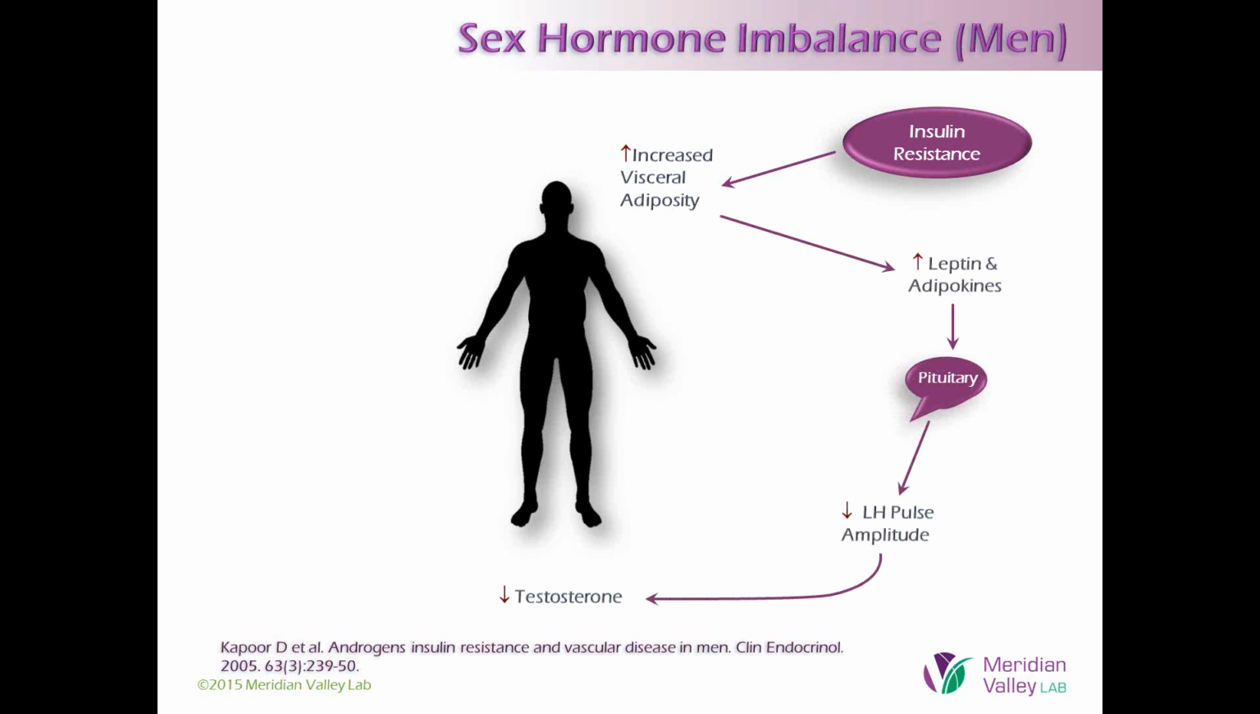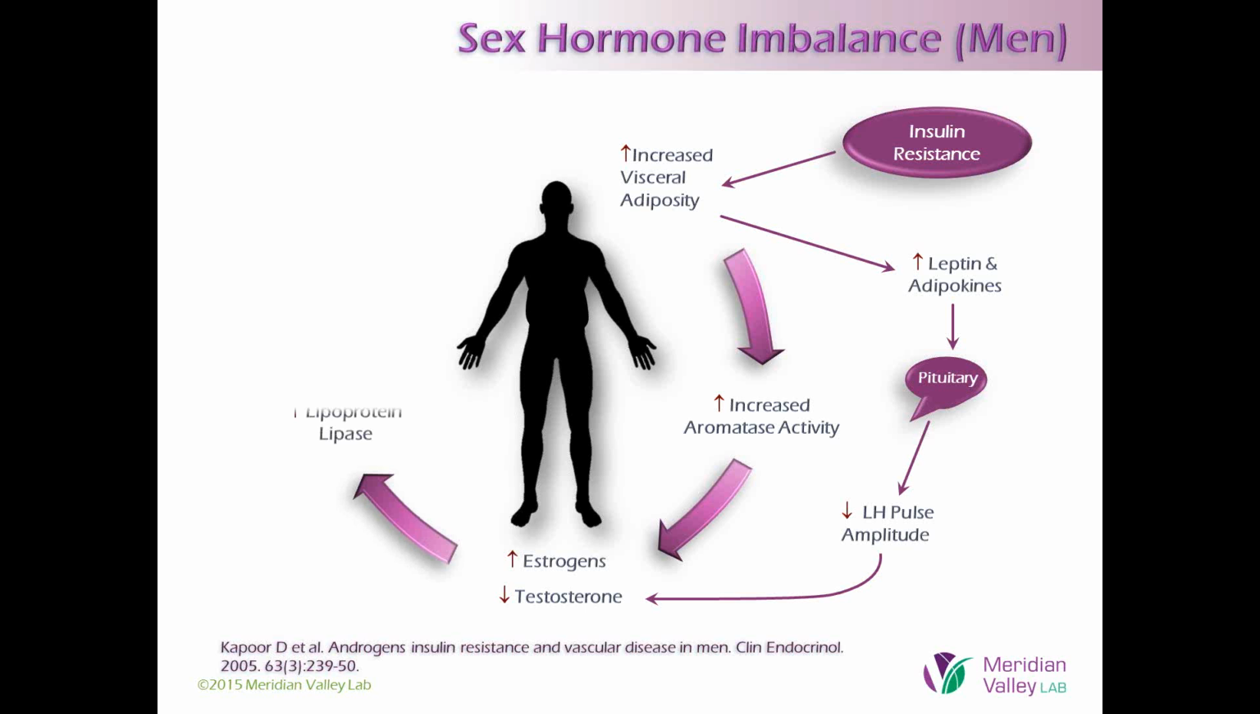One of the effects of that is to influence the pituitary, and it's going to diminish the LH pulse amplitude. Luteinizing hormone, or LH, is one of our main signals that leads forward to the testes to make testosterone. So with decreased LH in circulation, we're going to have decreased testosterone overall. At the same time, and in parallel, we have increased aromatase enzyme activity, and that's going to increase estrogen. So we have a net decrease of testosterone and a net increase of estrogen so far.